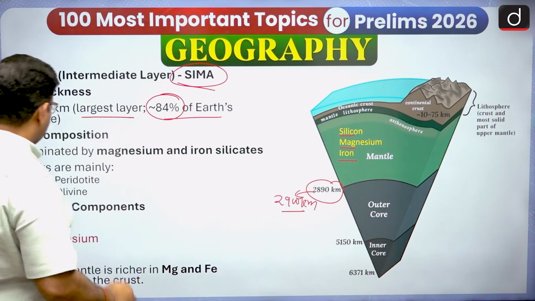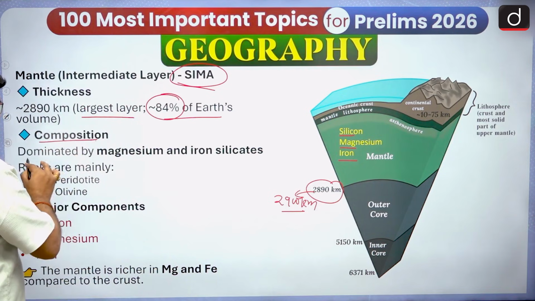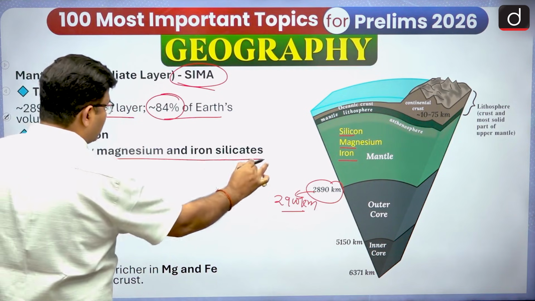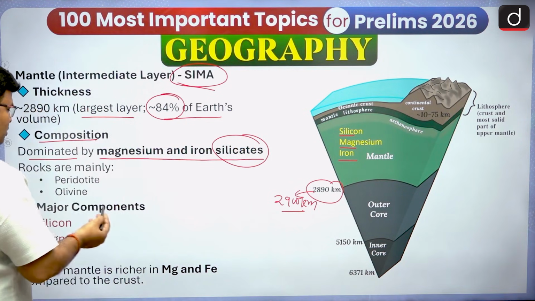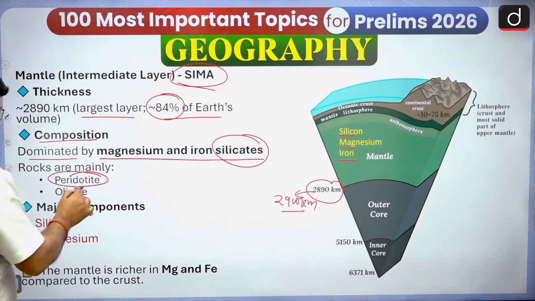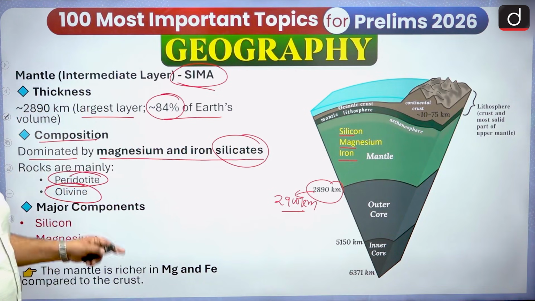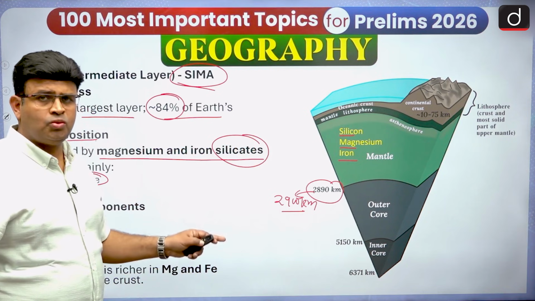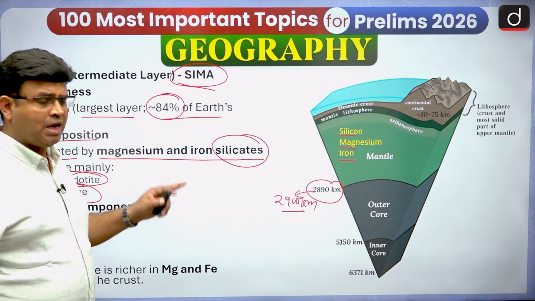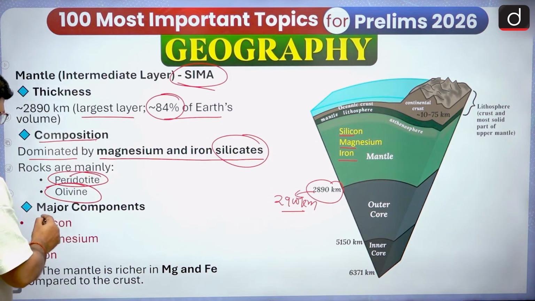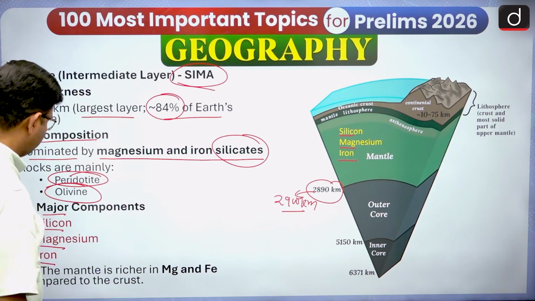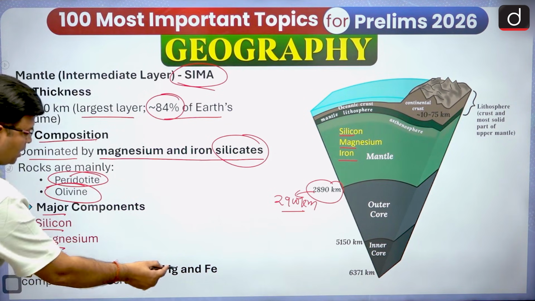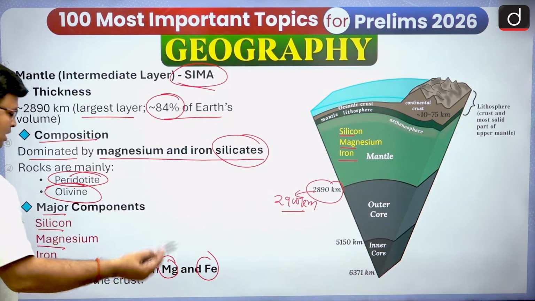Here, the composition is dominated by magnesium and iron silicates. The important rocks are peridotite and olivine. Must remember, within the mantle there are two rocks, peridotite and olivine, and the major components are silicon, magnesium, and iron. Therefore, this region is known as SIMA, and the mantle is richer in magnesium and iron silicates.